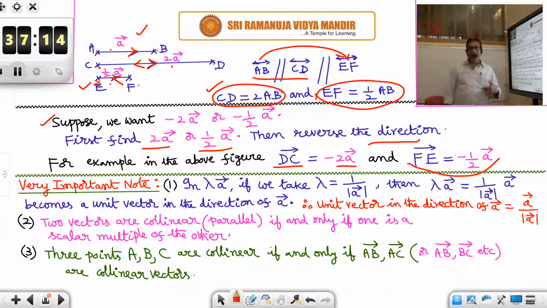So negative number multiplication is very easy. First you multiply by the positive number, change the magnitude, direction same, then take the negative of that vector, just to change the direction. Okay.